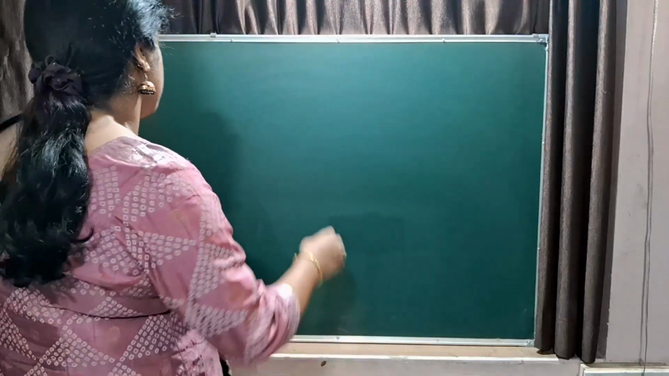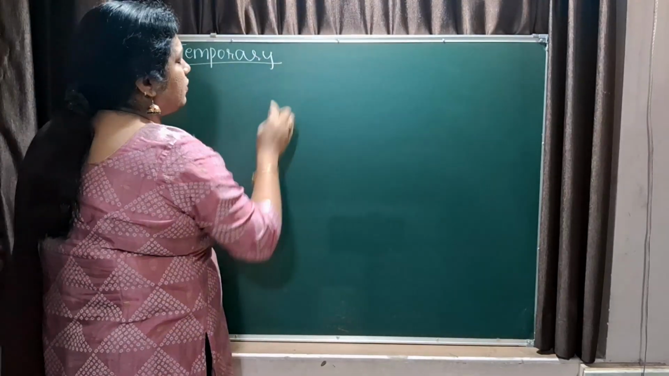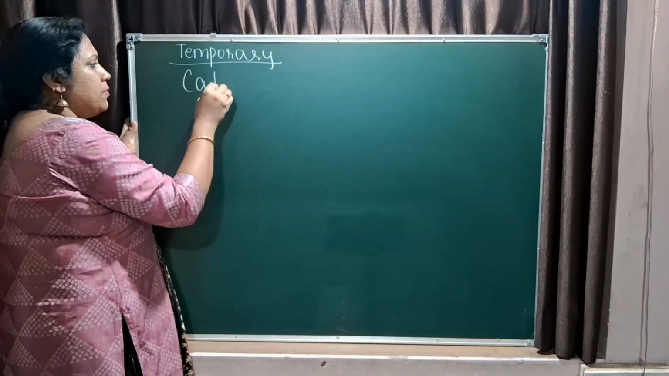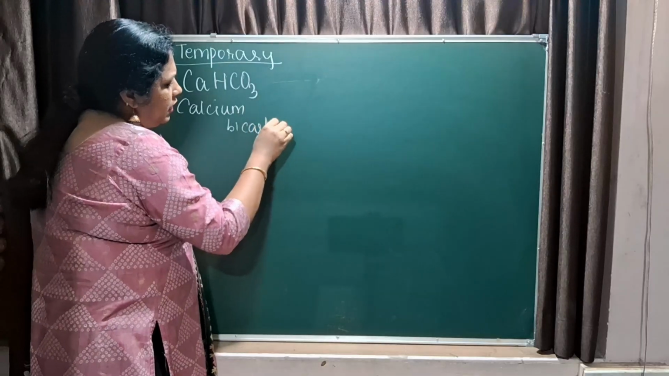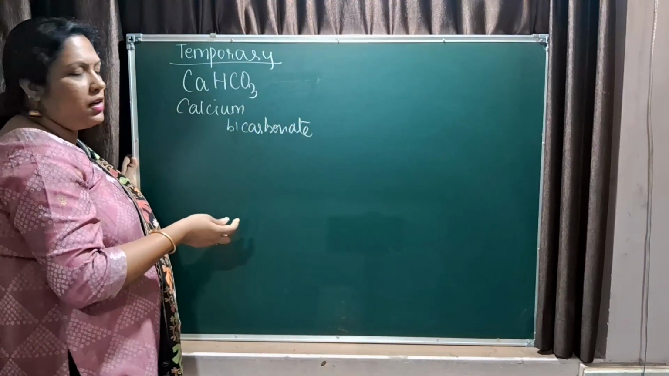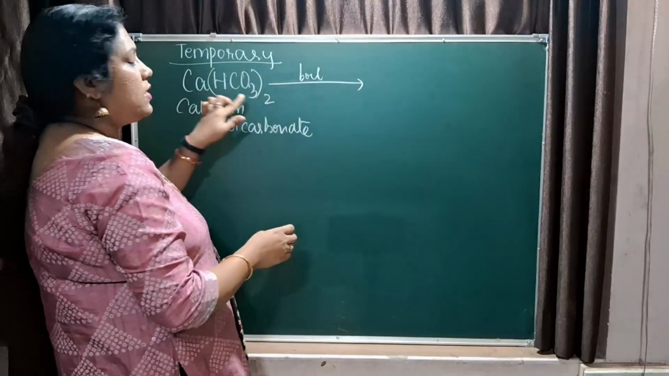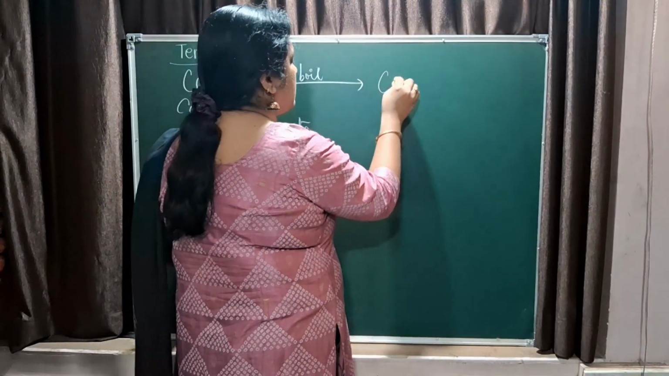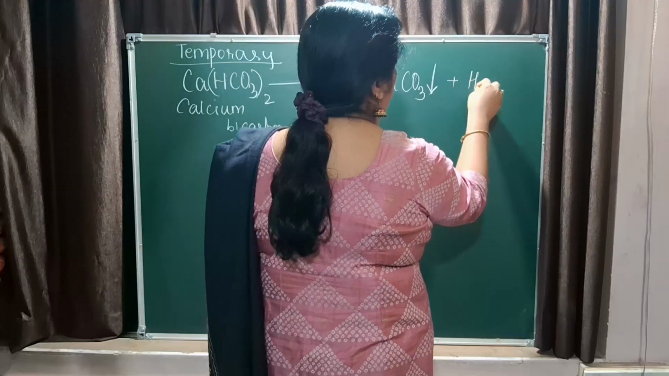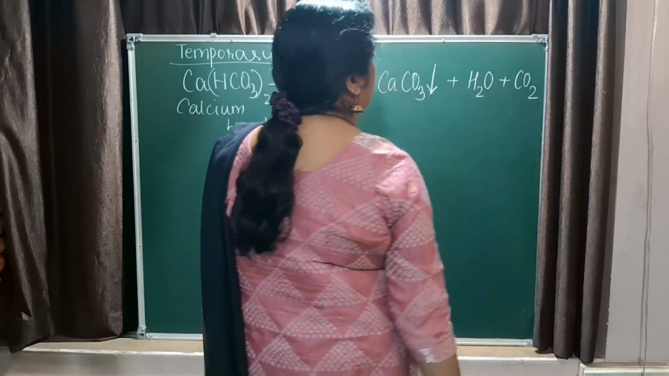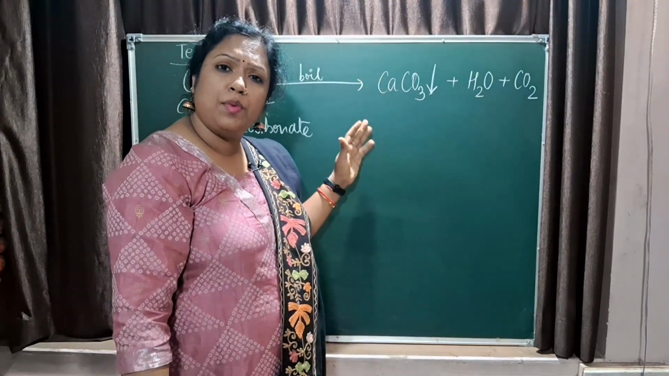So let us talk about temporary hardness first. As I told you, what is responsible for temporary hardness is the bicarbonate salt of calcium and magnesium. So calcium bicarbonate, when present in the water, adds to the hardness of water. But when you boil it, it forms calcium carbonate (calcium valency is 2), and this carbonate settles down with water and carbon dioxide. Calcium carbonate is insoluble in water, so it settles down and the hardness is removed.